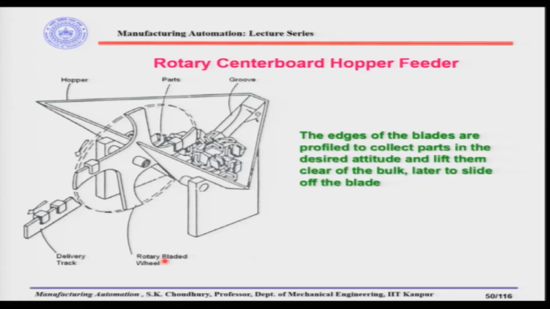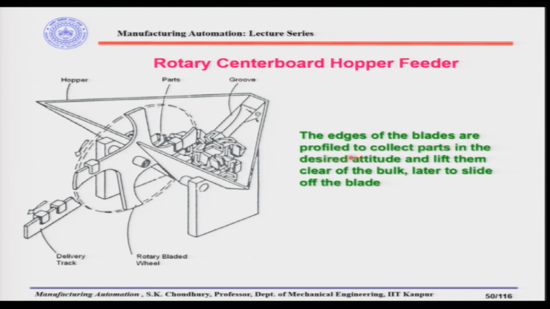Hello and welcome back to the manufacturing automation course again. So, let me remind you that last time we discussed the rotary centerboard hopper feeder, and in here the design, as we said, is that there is a hopper and the edges of the blades which are rotating within the mass of the parts located at the base of the hopper.